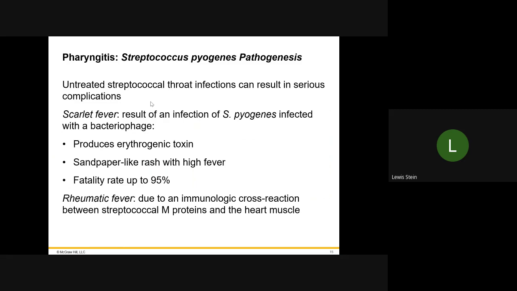What's problematic is if it's not treated, what can happen? Because they have the capability of producing certain kinds of toxins. For instance, they're talking about this known as scarlet fever, the erythrogenic toxin, named because it turns things red. So it's a rash, very high fever, very high fatality rate, as you can see if it's untreated. And the problem, and it's bacteriophage.